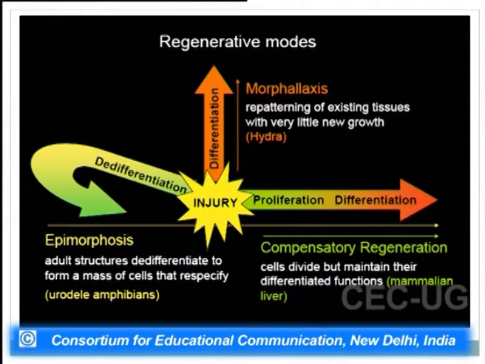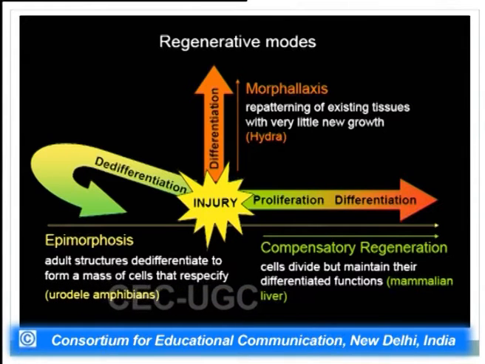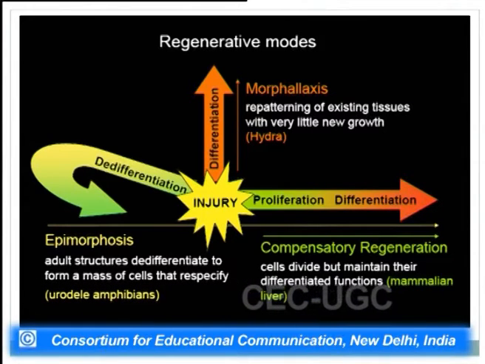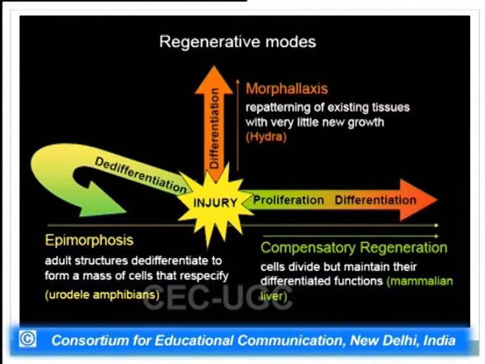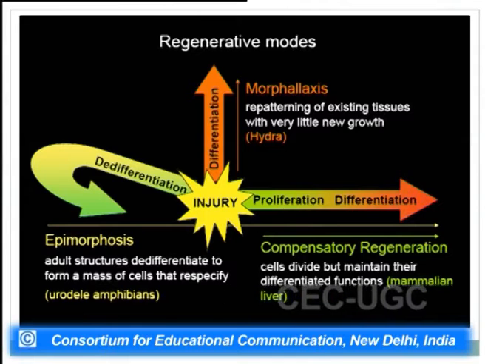In some organisms, for example in mammals, we see something called compensatory regeneration, for example in the mammalian liver. In compensatory regeneration, there is a proliferation of cells, a growth of cells, and then differentiation occurs. So, the cells divide, but they do maintain their differentiated functions.